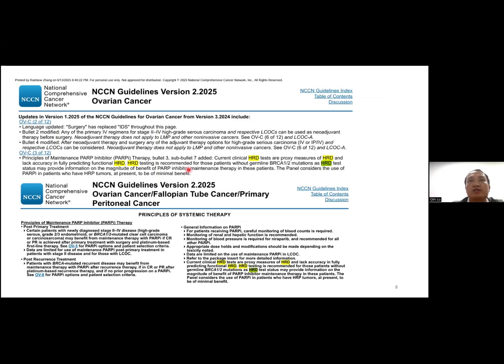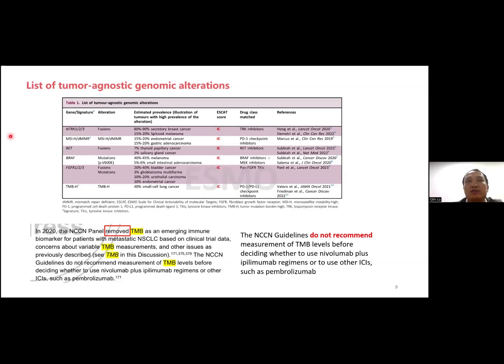And for ovarian cancer, the HRD is recommended, as well as for fallopian tube cancer and primary peritoneal cancer. HRD is recommended to be detected and used for PARP inhibitor treatment. And for some tumor agnostic genomic alterations, tumor agnostic means pan-cancer, so all solid tumors could be used, such as NTRK, MSI, RET, BRAF, FGFR1/2/3, and TMB. But TMB is not recommended as a measurement before deciding to use the nivolumab plus ipilimumab regimens. So if we do not decide to use this treatment, it may not be recommended.